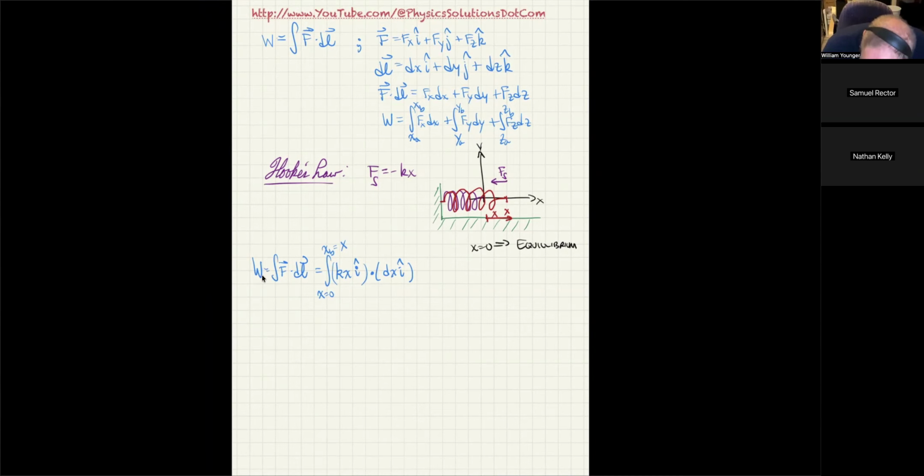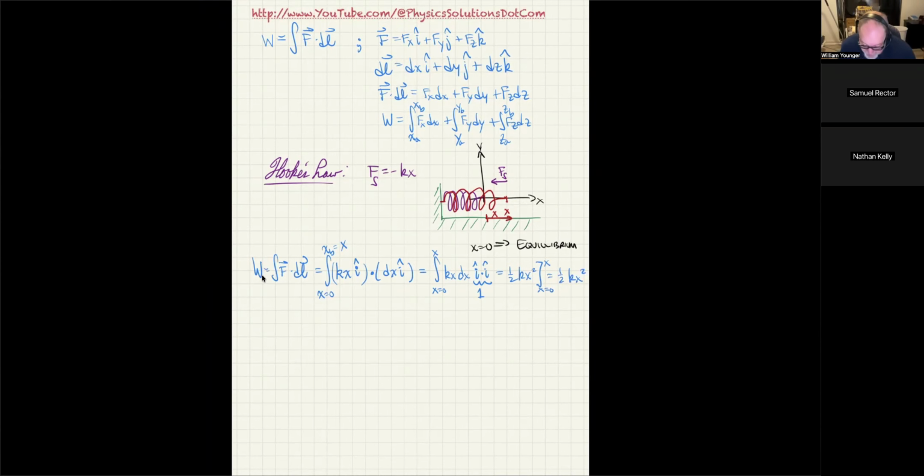Now, we can take the dot product here. Remember, we learned that the dot product is a linear operation, so that means we can take the integral from x equals 0 to x of just taking all the scalar parts, which would be kx dx out in front, and then we have I hat dotted with I hat, but I hat dot I hat we learned was 1. And of course, the integral of kx dx is 1 half k x squared from x equals 0 to x, which equals 1 half k x squared.